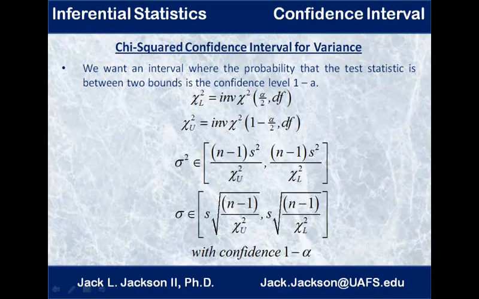And of course, sigma squared is an element of this interval: n minus 1 times s squared over chi-square upper, comma, n minus 1 times s squared over chi-square lower. We can take the square root of everything to find an interval for sigma. The square root of s squared is s, and then you've got the square root of n minus 1 over chi-square upper, and again this s is out here, and the square root of n minus 1 over chi-square lower.